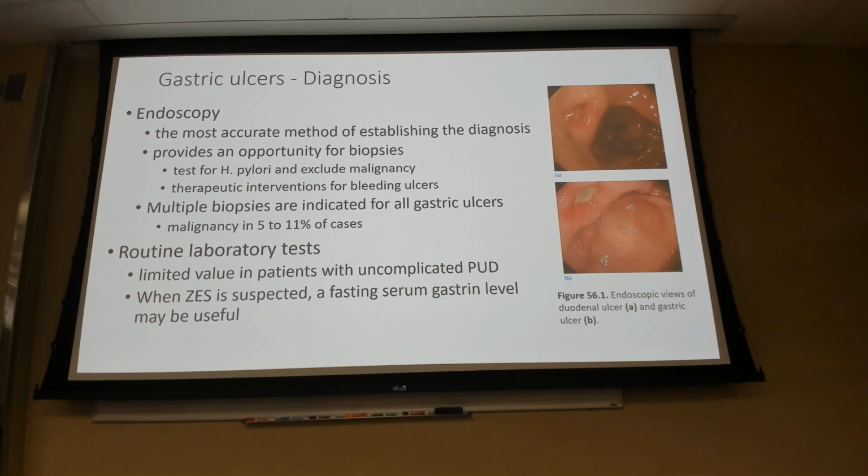But unfortunately, lab tests don't help us much with these. Neither do CT scans; they're like 30% sensitivity on this, so those don't help us either. Sometimes some barium studies can if it pools in the ulcer, but that's very rare. And then we'll talk about Zollinger-Ellison syndrome in a moment, but if that's suspected, then you want to get a fasting serum gastrin level.